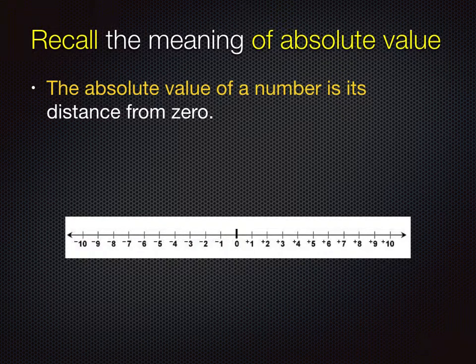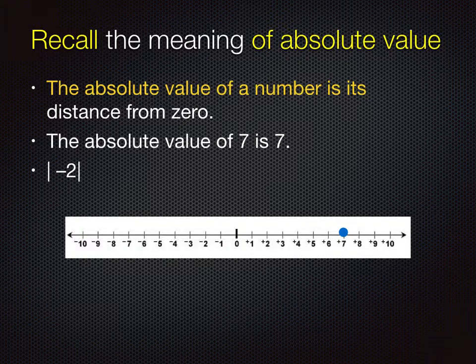The absolute value of a number is its distance from 0. The absolute value of 7 is 7 because it is 7 units away from 0. The symbols for absolute value are a pair of vertical bars. The absolute value of -2 equals 2.